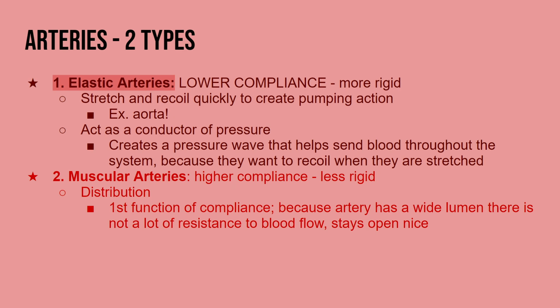The second type of artery is muscular arteries. These ones have a higher compliance, still an overall low compliance though because they're an artery, but higher than the elastic arteries. So they're a little bit less rigid. So there's less resistance to blood flow in the muscular arteries.